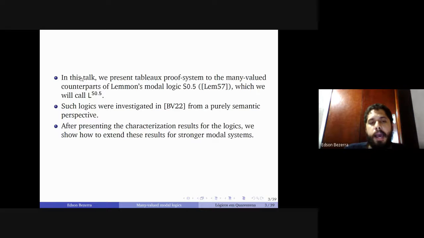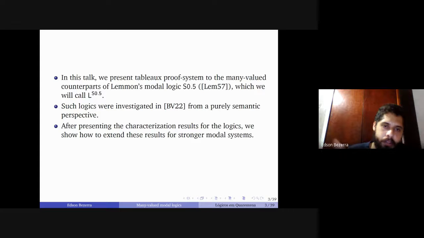These logics were investigated in a paper which I published with my PhD supervisor, George Venturi. But in this paper, we worked only from a semantic perspective. We presented the models. In the appendix, we presented the axiomatization of the three-valued Lukasiewicz logic with these modalities. But it was the only logic we investigated from a syntactic perspective. The others, we analyzed only the semantic side.